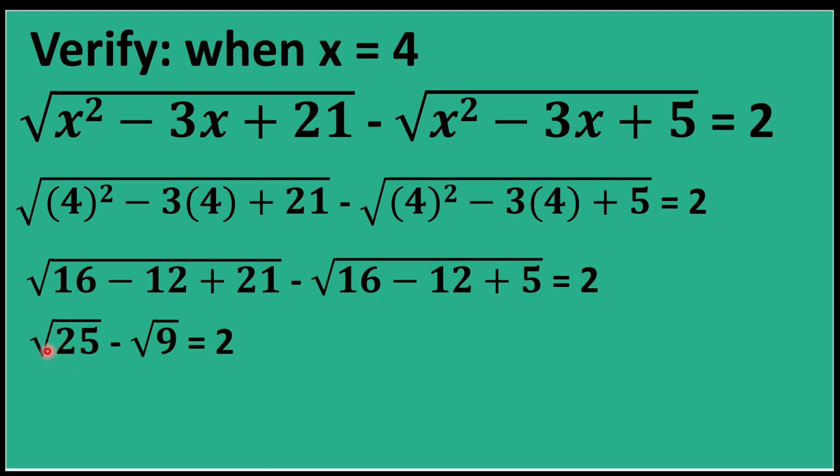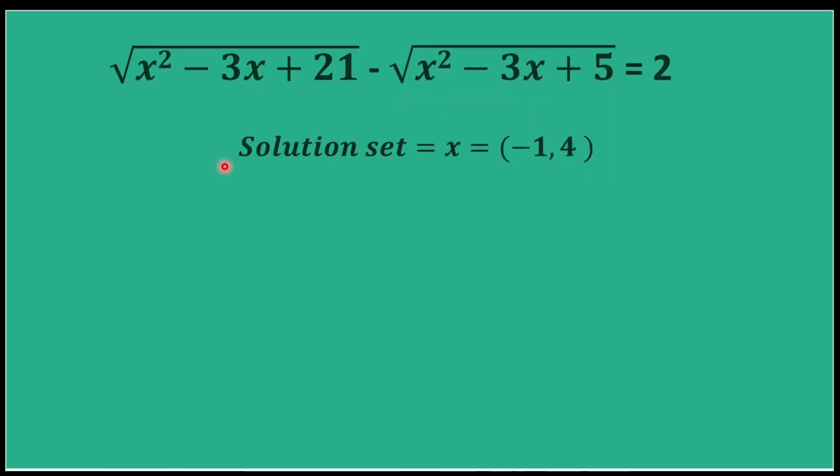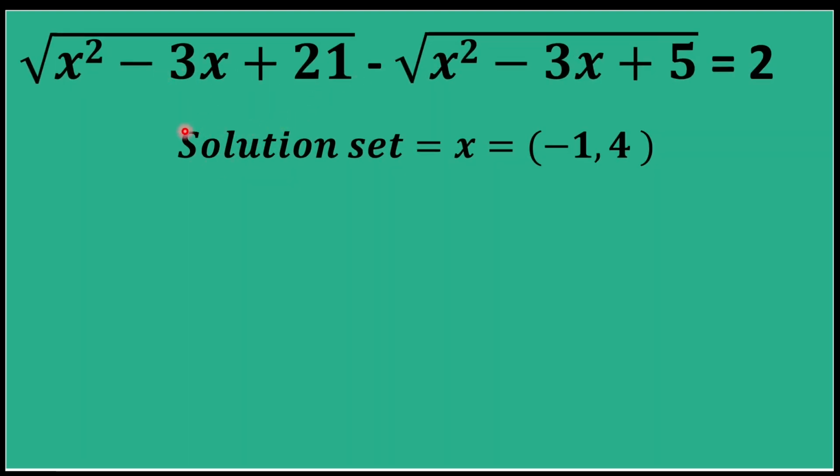So again this will become square root of 25 minus square root of 9, which is equal to 2. And as we know, square root of 25 equals 5, and this is minus 3, which is equal to 2. 5 minus 3 equals 2. So 2 equals 2. So it means that this value, 4 for x, also satisfies this equation. So it's also a real root of this equation. So overall, we had this question, and now we have found these two solutions, which are minus 1 and 4, which are real solutions of this equation.